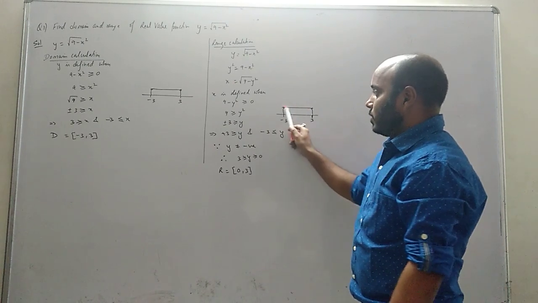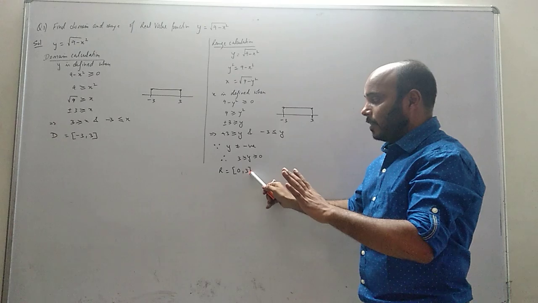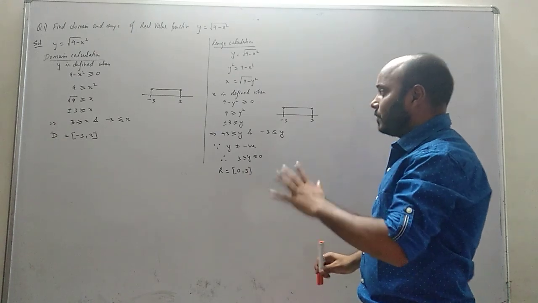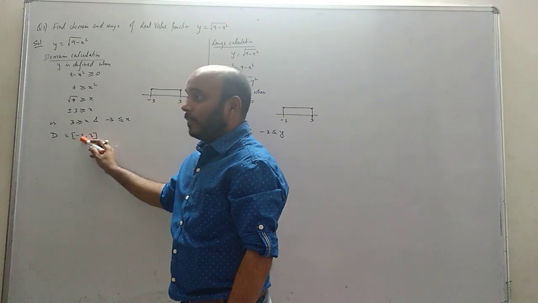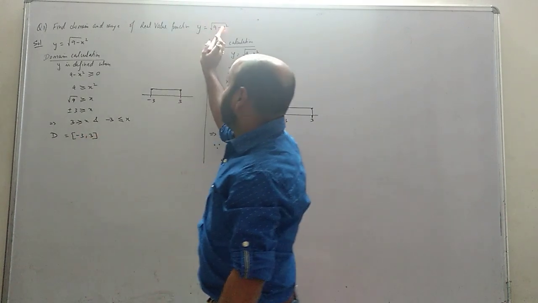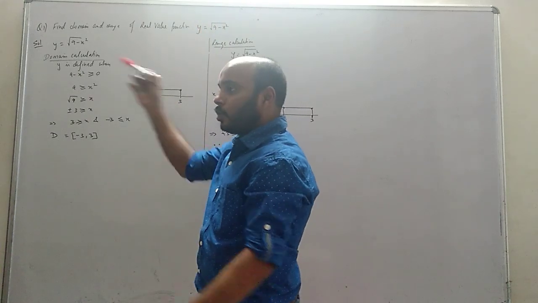So this is the range. So range should be minus 3 to 3. Okay. But see what I have written. Y. Now see nicely. What are range? Range are whatever you got the domain values. If you substitute here in the place of x, whatever you will get, that is your range. That is your y value.